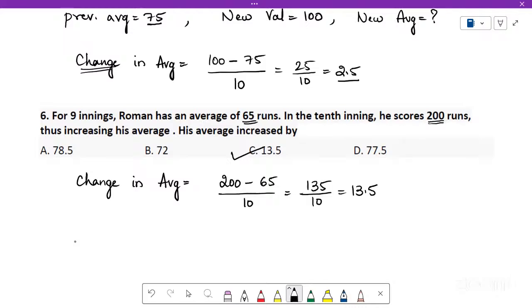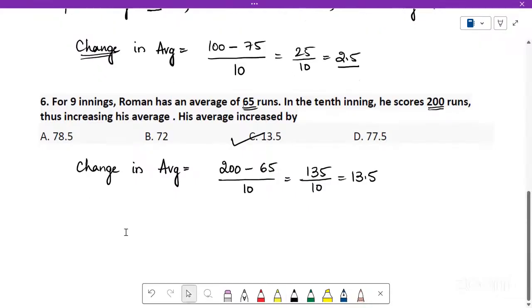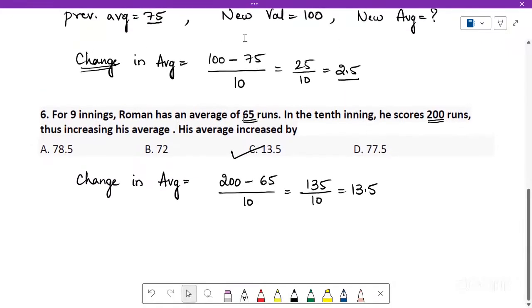13.5 is the change in average, and the new average, previously we had 65, right? So 65 plus 13.5, 78.5 becomes the new average, but that is not the question here. The question is only what is the change in average. Next question.